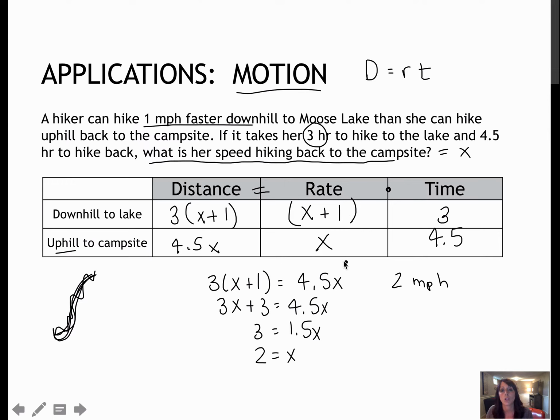If you're not sure, you can of course plug in the value. So if I took 2 and plugged it in for x, that would give me 4.5 times 2, or 9. And again, take 2 and plug it in for x here. 2 plus 1 is 3 times 3, which is 9. So x does make sense.